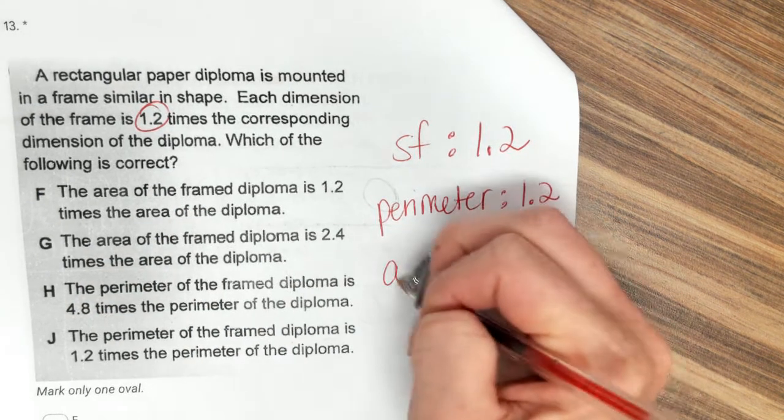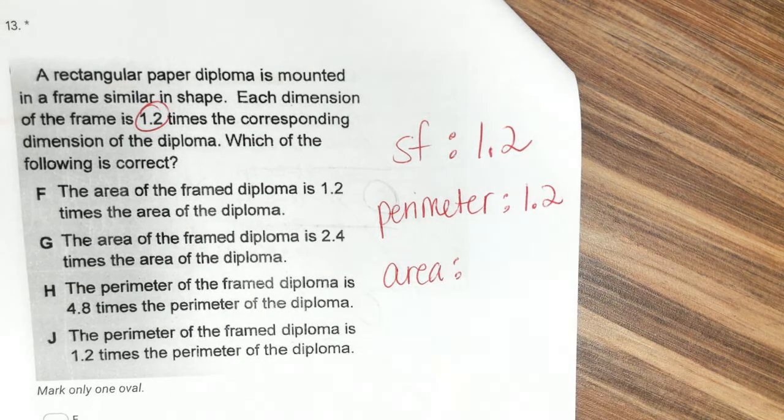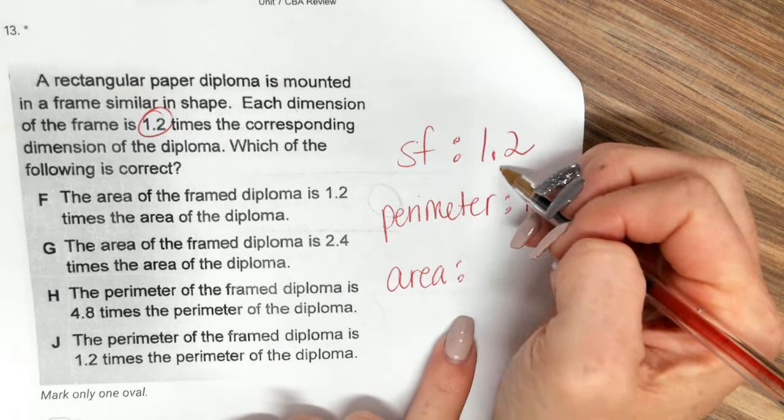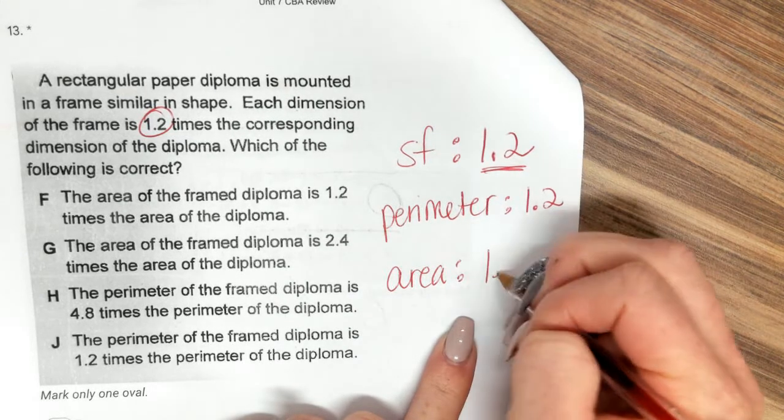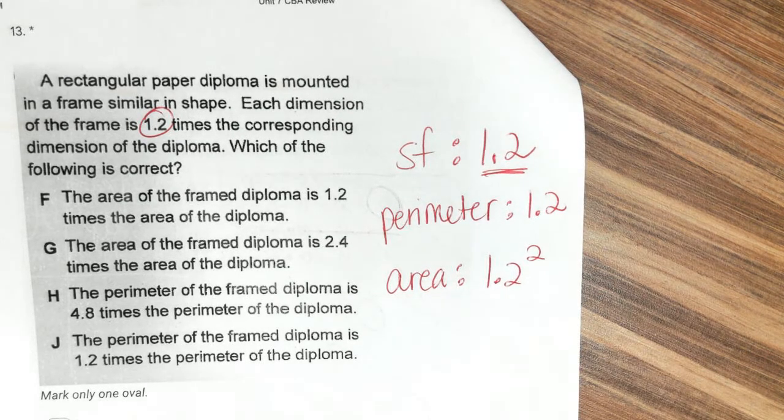But the area scale factor, guys, how do we write area? Inches. What do we do to area? When we write like inches what? Squared. Inches squared. Centimeters squared. So you're going to take that scale factor and write it squared like that.